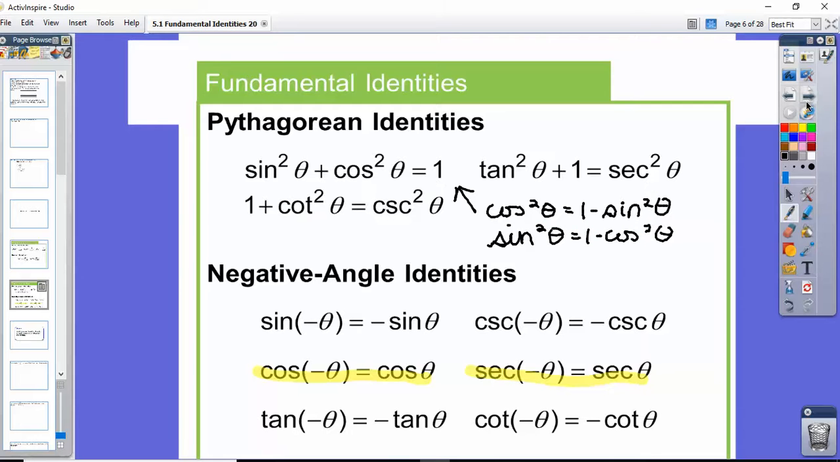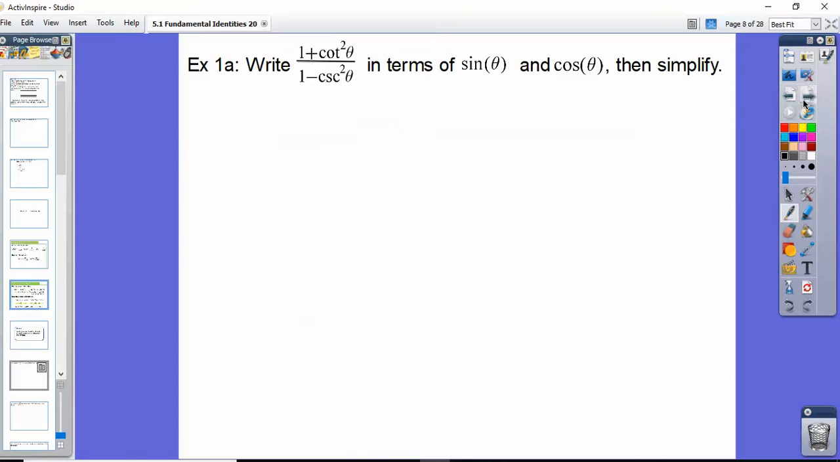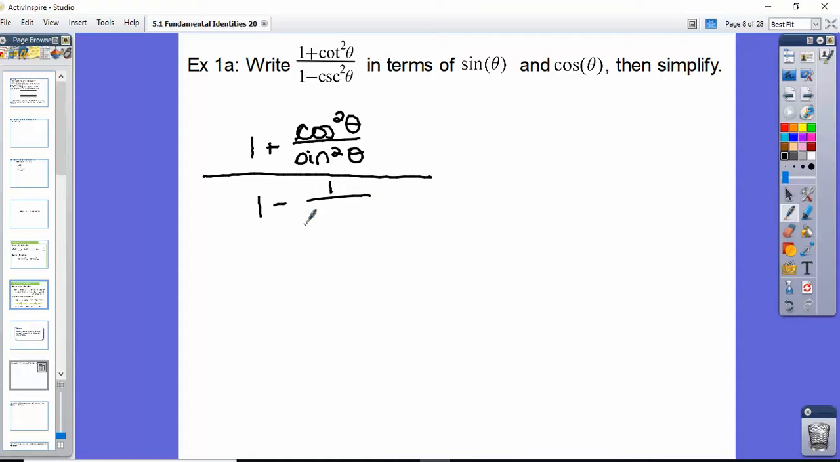So there are several options for how to get your answer, and I don't care how you get there, you just have to show me. If you're stuck, the best option is usually just to change everything to sines and cosines. So since this is our first example anyway, that's what I'm going to do. Cotangent is cosine over sine. If it's cotangent squared, then it's just cosine squared over sine squared. If it's cotangent cubed, it becomes cosine cubed over sine cubed. Over 1 minus cosecant is 1 over sine.